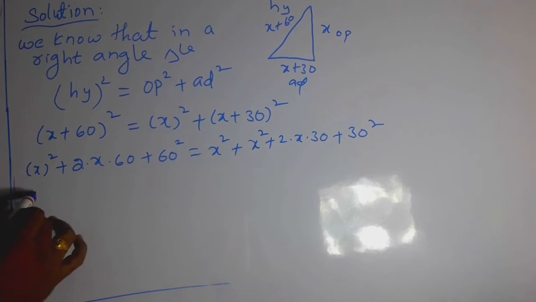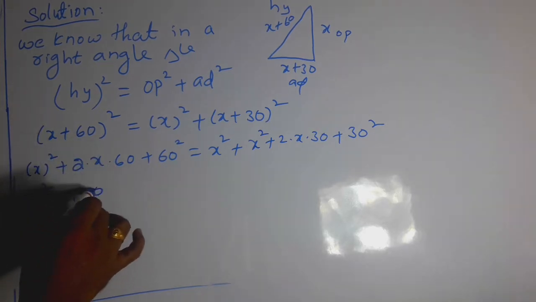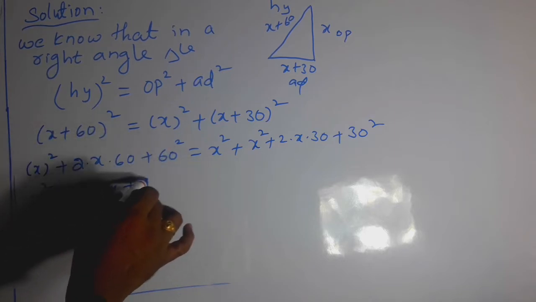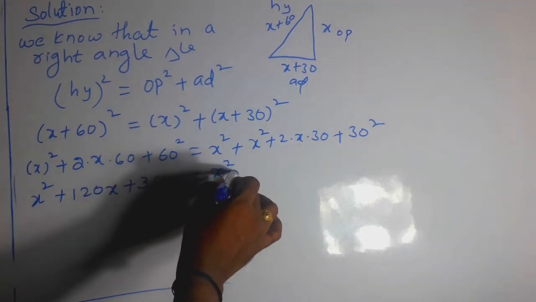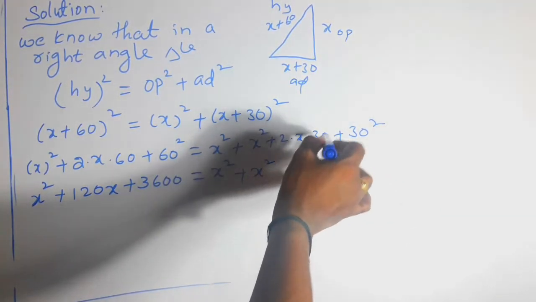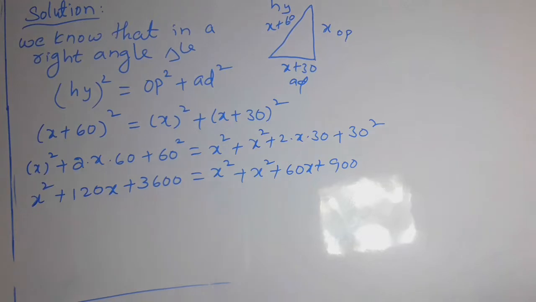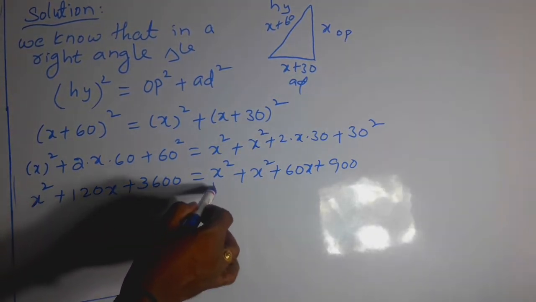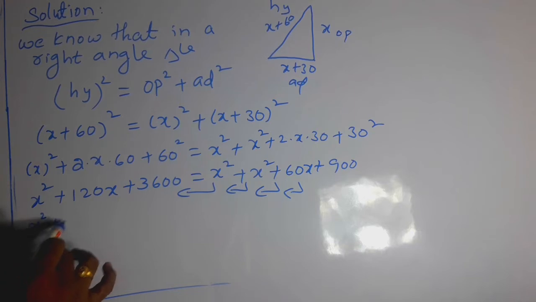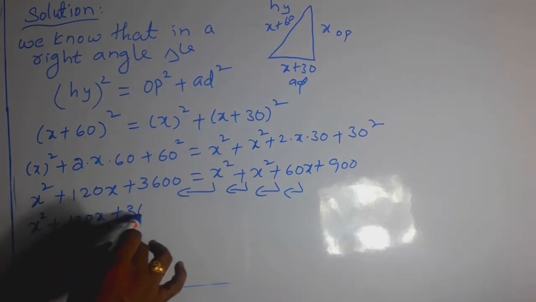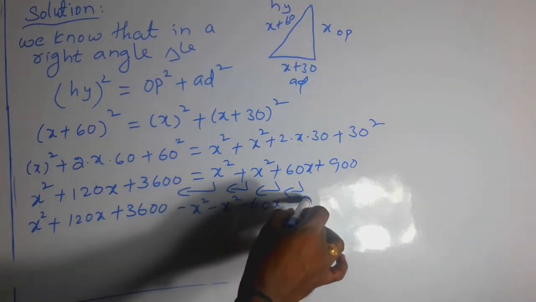Now here, x square, 2 into x into 60 is 120x, and 60 square is 3600. On the right side, x square plus x square, 2 into x into 30 is 60x, and 30 square is 900. Now bring all terms to one side: x square plus 120x plus 3600 minus x square minus 60x minus 900 is equal to 0.